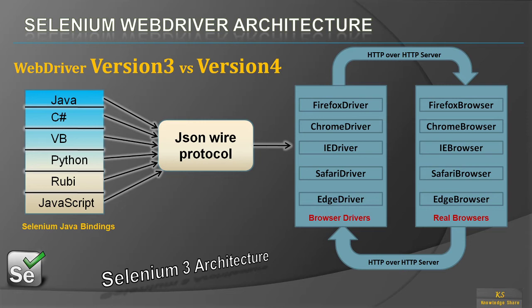So what happens here is that whenever the JSON wire protocol is encoding and decoding the requests coming from a program and communicating to the browser, it sometimes takes a lot of time. Then the developers of Selenium came to a conclusion and improved version 3 into version 4. It was released in 2018, I guess in August.